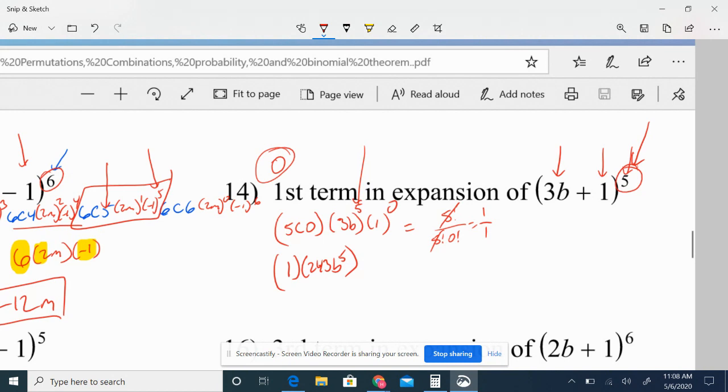Now, how much is 1 to the 0? 1 to the 0, anything to the 0 power, is 1. Now, let me multiply my numbers that I can. What's 1 times 243 times 1? So it's going to be 243b to the 5th.